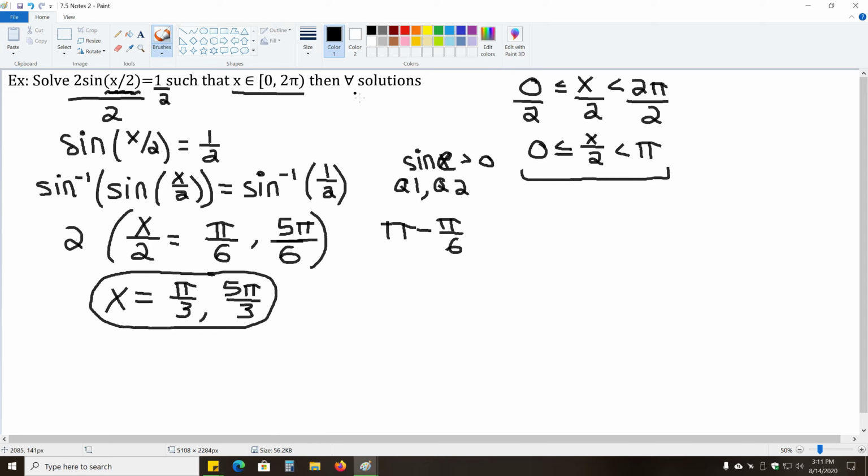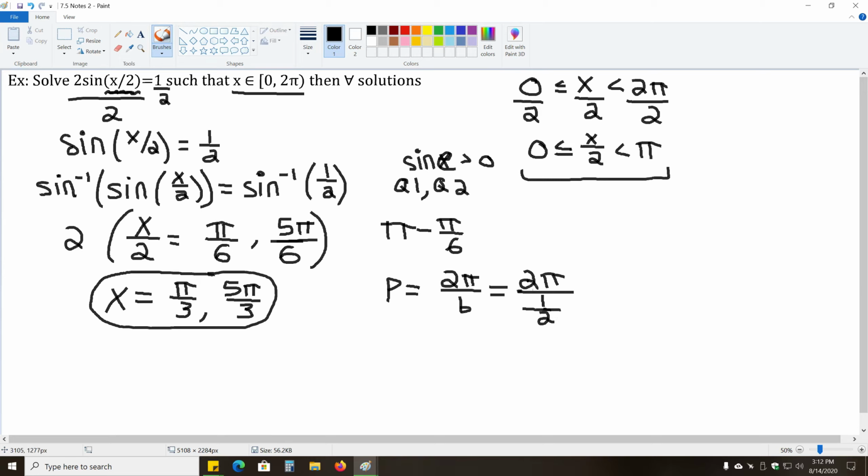And the way we do that is remembering how to find the period of our trig function. Remember, the period for sine or cosine is 2 pi divided by b, where b is the number multiplied to the variable in our trig function. In this case, the variable x is being divided by 2. That means it's being multiplied by 1/2.